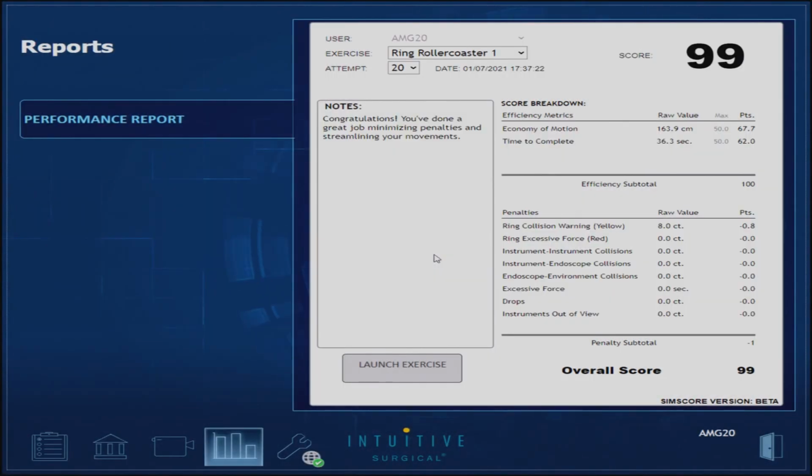Keys to scoring high on this exercise require minimizing touching the pipe and excessive force, avoiding dropping the rings, maintaining good vision, and moving efficiently through the course as time is against you.